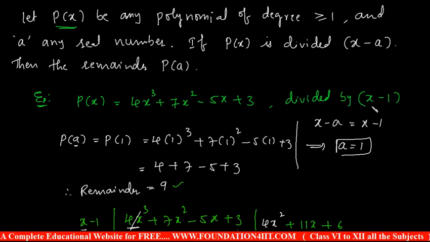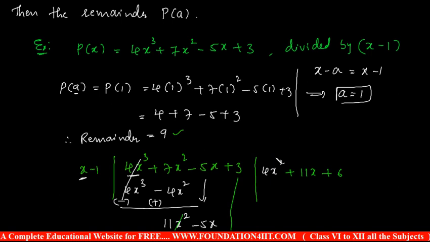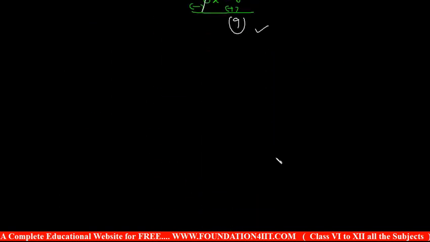So if x is divided by x minus 1, that means x minus a, so a value is equal to 1. You can substitute, we get the remainder. Let us do one more problem. For example, find the remainder using this remainder theorem only. I'll do one more example. You can do it like this, you can do anything.